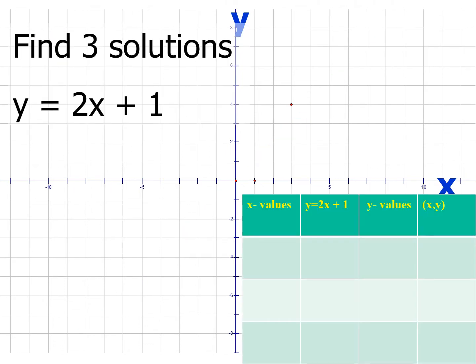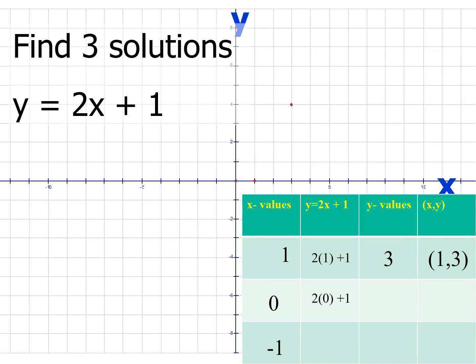Now let's move on to the next one, y equals 2x plus 1. In here, we are going to have 3 coordinates, or ordered pairs, or solutions. So we are going to identify y if x is equal to 1, x is equal to 0, and x equals negative 1. To solve for y, we plug in or substitute the value of x, which is 1. So 2 times 1 plus 1 equals 3. Therefore, we have the first ordered pair, which is (1, 3).